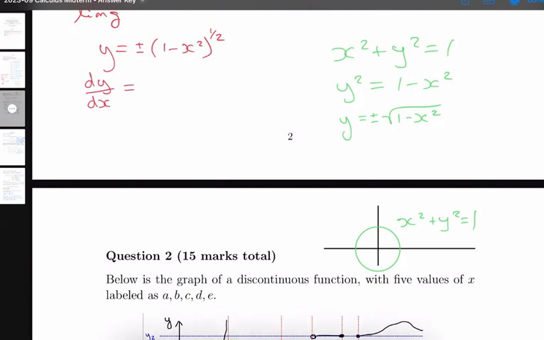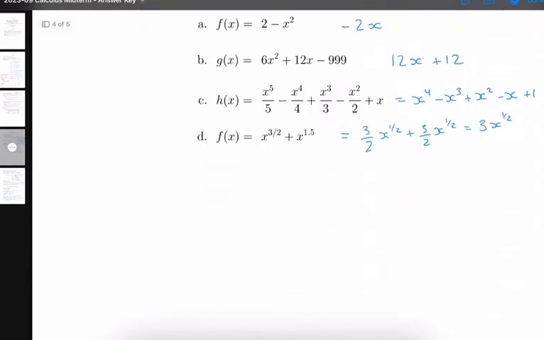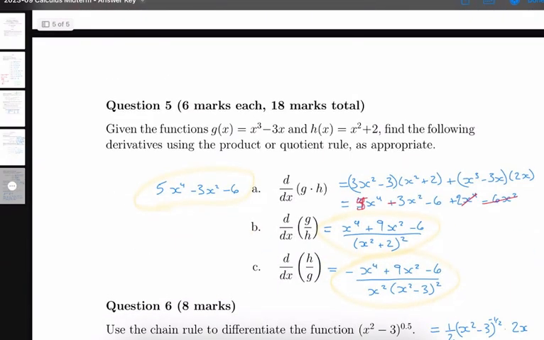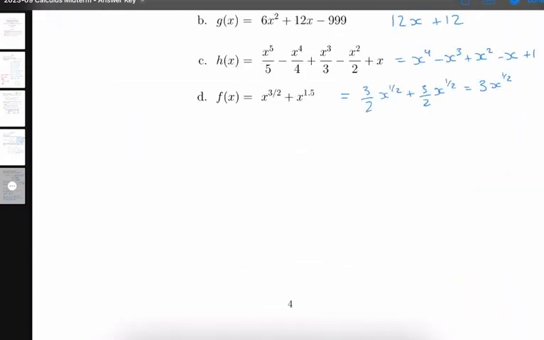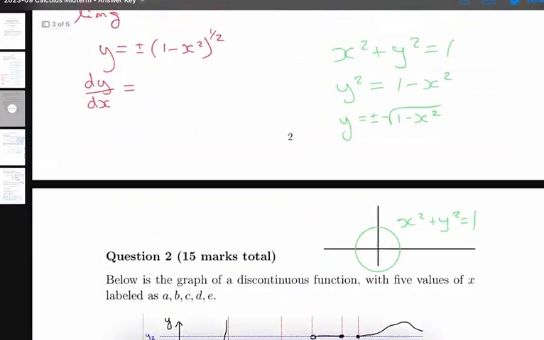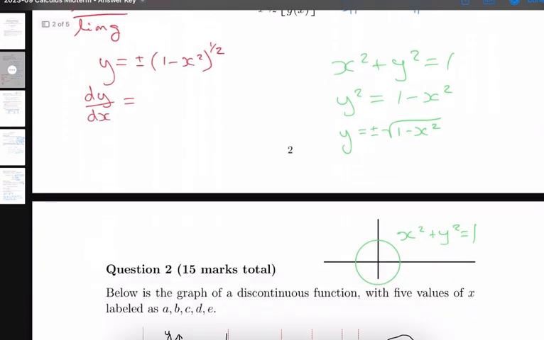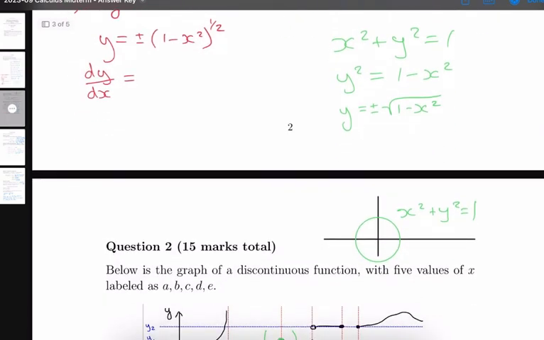The chain rule was which question? It was question 6, which was a similar idea. Wait a second there. Did you get the chain rule question? Question 6? Yeah, I think so. Did you do question 6? No? Okay, so this is a good review for question 6.